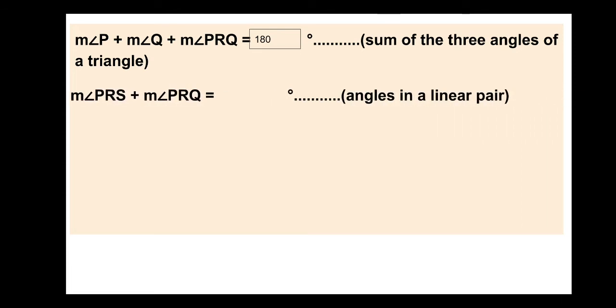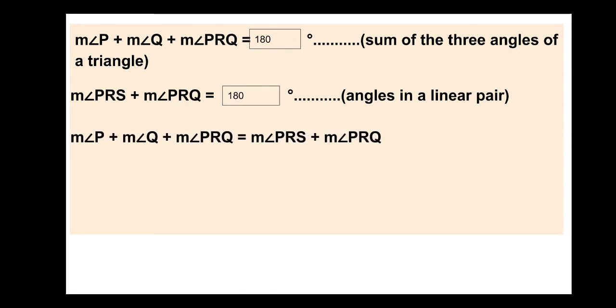Measure angle P plus measure angle Q plus measure angle PRQ equals 180 degrees, the sum of the three angles of a triangle. Measure angle PRS plus measure angle PRQ equals 180 degrees, as they are angles in linear pair. As both are 180 degrees, both the above equations are equal.